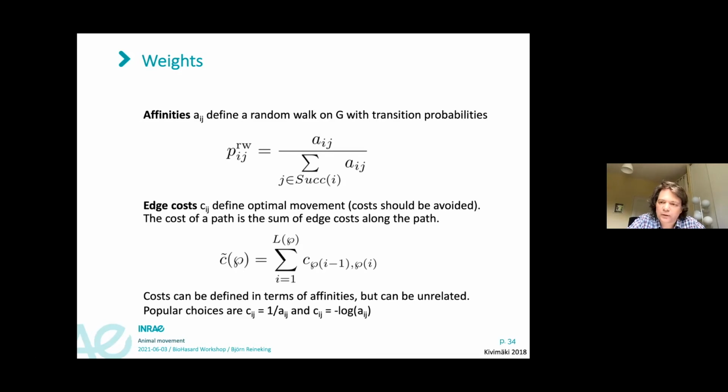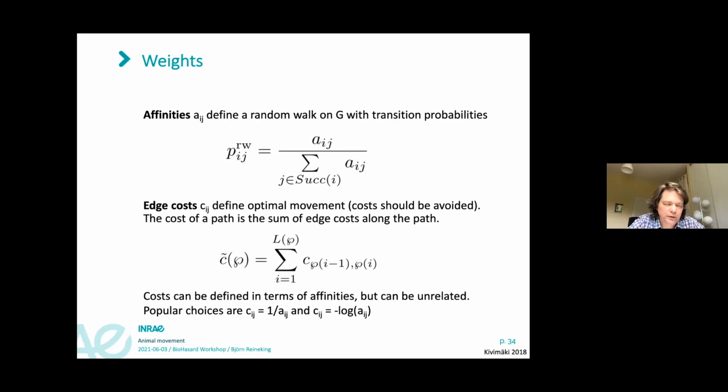And these define the optimal movement, with the idea that costs should be avoided. The cost of a path is simply the sum of all the edge costs along its path. And this is then used, for example, to define the least cost path: the path in a landscape between two nodes that has the lowest cost.